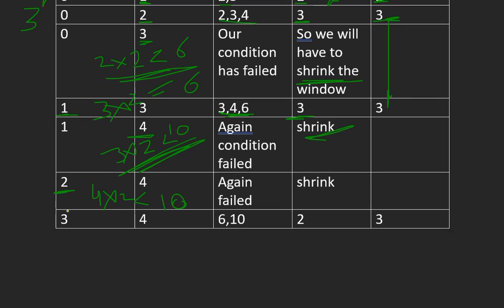Next we shrink to index number 3, where the element is 6. So 6 into 2 is 12. So 12 is greater than 10. So your condition is satisfied, right? So the window size is 2, and the best answer is 3. And now we can't expand further because our array length has completed. So the best subarray length that we get is 3, and our array length was 5. So 5 minus 3, that is 2. So we have to remove two elements.